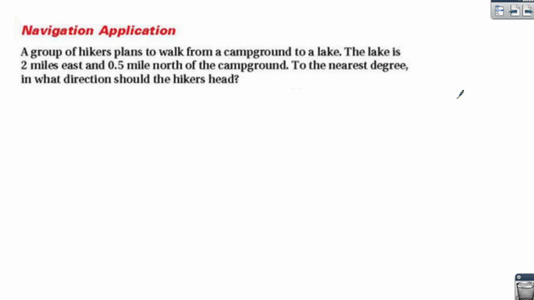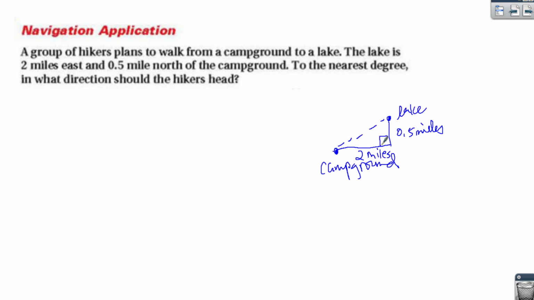direction they should take. It really helps if you illustrate the situation. So let's start right here. This is your campground, okay? And we're trying to go 2 miles to the east. So this is me going east, 2 miles. This measures 2 miles. And then we need to go north by 0.5 mile, like so. Not drawn to scale, but okay. This will be the lake. Pretty beautiful lake. So what actually happened is you produced a right triangle right there.